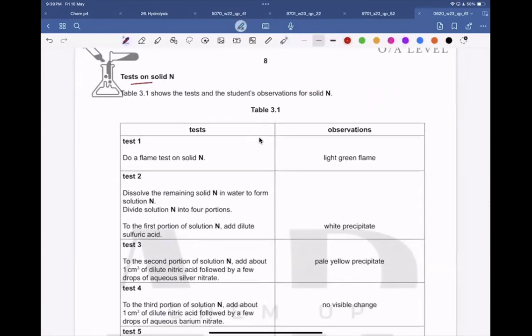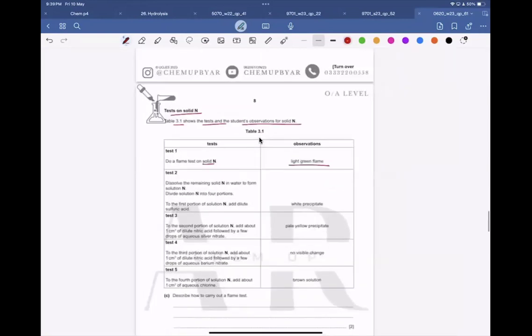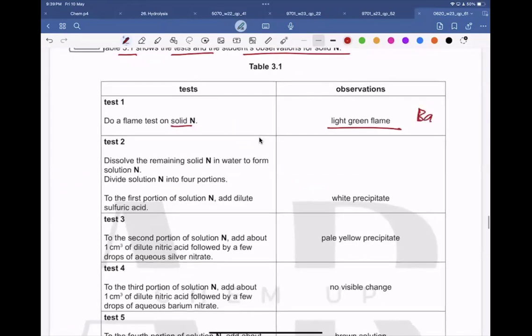Okay. Now tests on solid N. Table 3.1 shows the tests and the student's observations for solid N. Do a flame test on solid N. Light green flame. So if you recall, the light green flame, what I remember, is for barium ions, right? Dissolve the solid N in water to form a solution and divide the solution N into 4 portions.